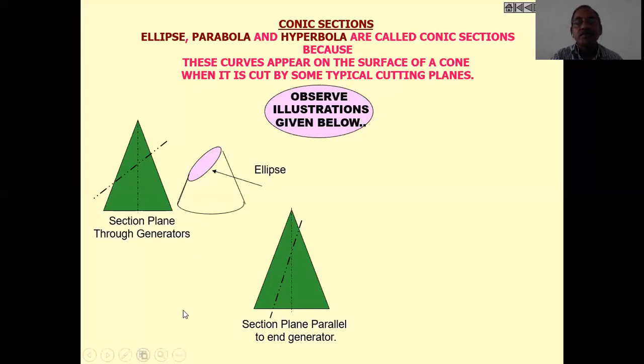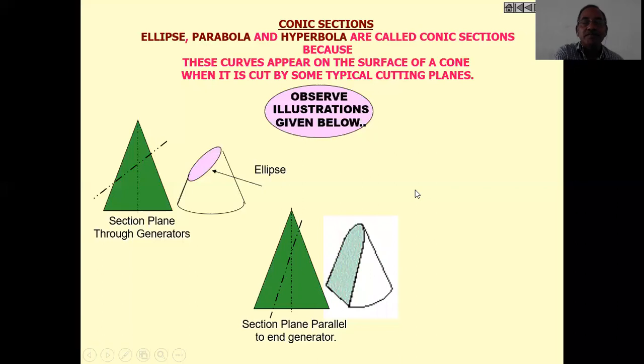So here we have changed the orientation of the section plane. This section plane is parallel to the generator. That means alpha, this is alpha. What is alpha? Alpha is the angle between the section plane and the axis. Alpha we have changed, but theta, half of the apex angle, is constant. So when alpha is equal to theta, we get the parabola. If this part is removed, this is the parabola. So this is another type of conic section.